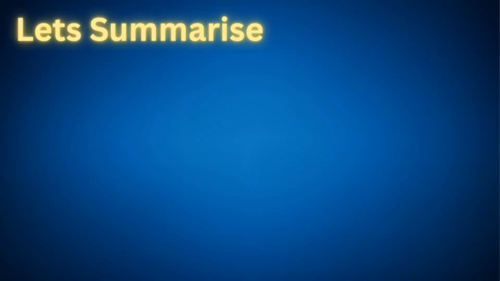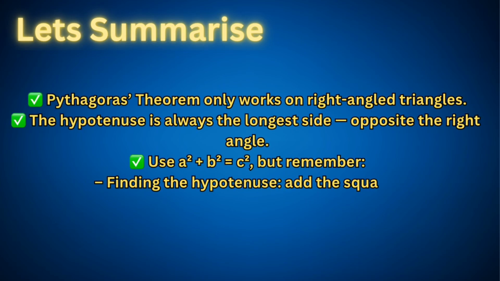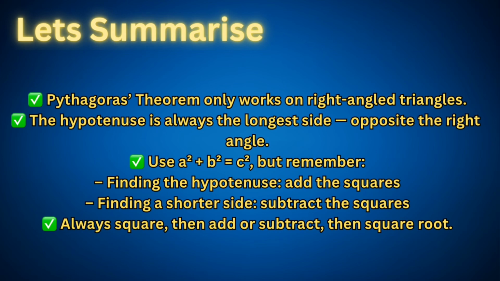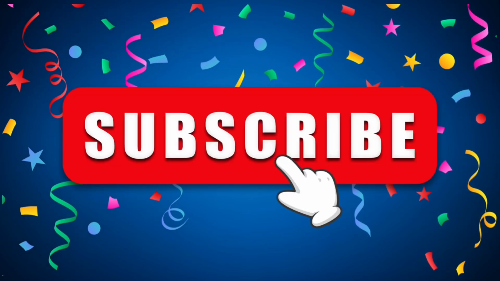Let's wrap everything up that we've learnt today. Pythagoras' theorem only works on right-angled triangles. The hypotenuse is always the longest side opposite the right angle. Use a squared plus b squared equals c squared, but remember: finding the hypotenuse, add the squares; finding a shorter side, subtract the squares. Always square, then add or subtract, then square root. Once you understand these patterns, you can solve almost every right-angled triangle problem in the exam. And trust me, mastering Pythagoras makes trigonometry much easier later on.